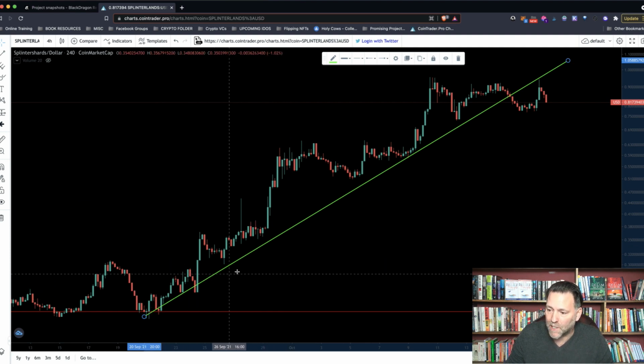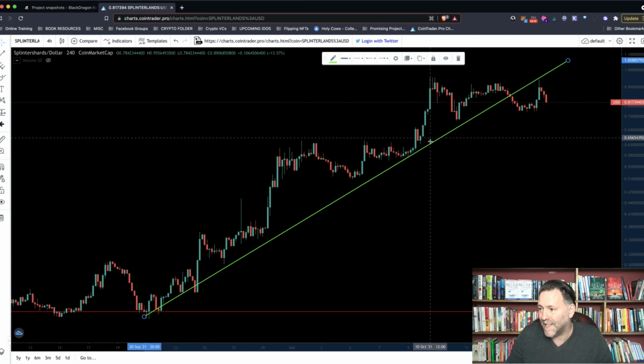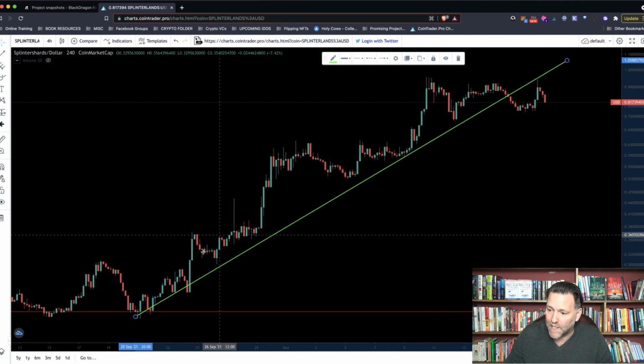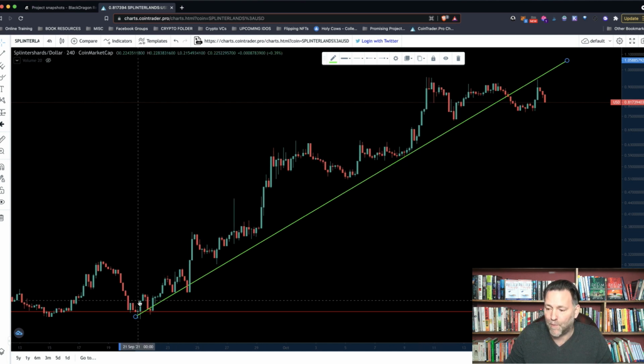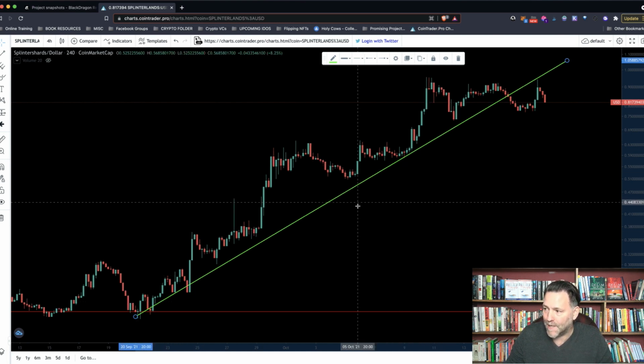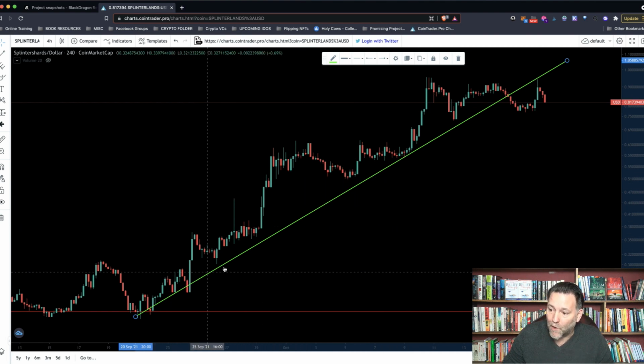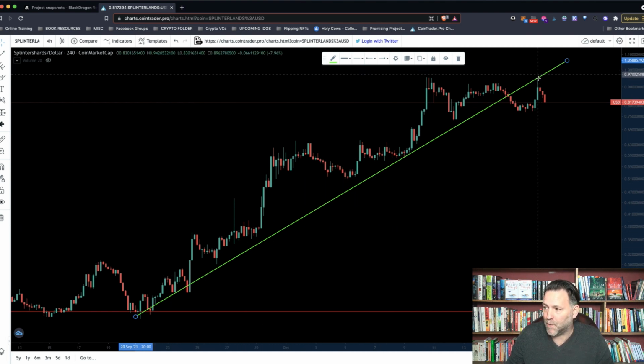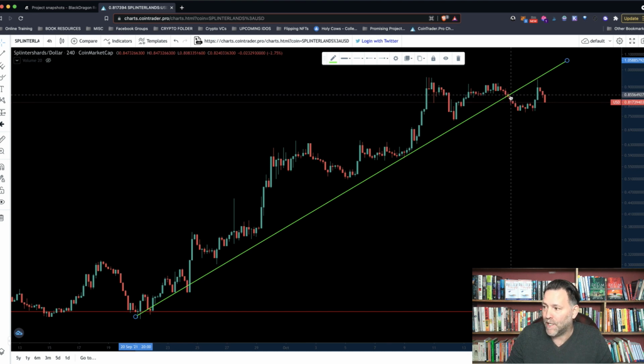As long as we've got kind of touch points in there, 5 or 6, that confirms to me there's a definite trend line. And there has been a definite trend line for Splinterlands from the 21st of September onwards. So we've got an uptrend line there as well. And you can see it's now broken out of that uptrend and broken to the downside, round about 84, 85.